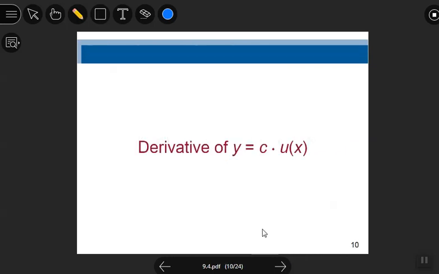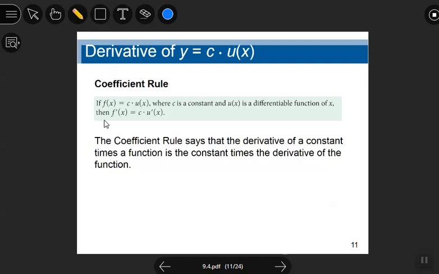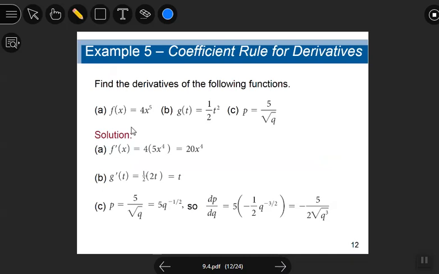And then we are going to discuss functions of the type y is equal to c times u of x. Let's look at some examples. Here f of x is equal to c times u of x, where c is a constant and u of x is a differentiable function of x. Then f prime of x is equal to c times u prime of x. Look at this example: f of x is equal to 4 times x to the power 5. Understand what your c is. Your c is this 4 and your n is 5.